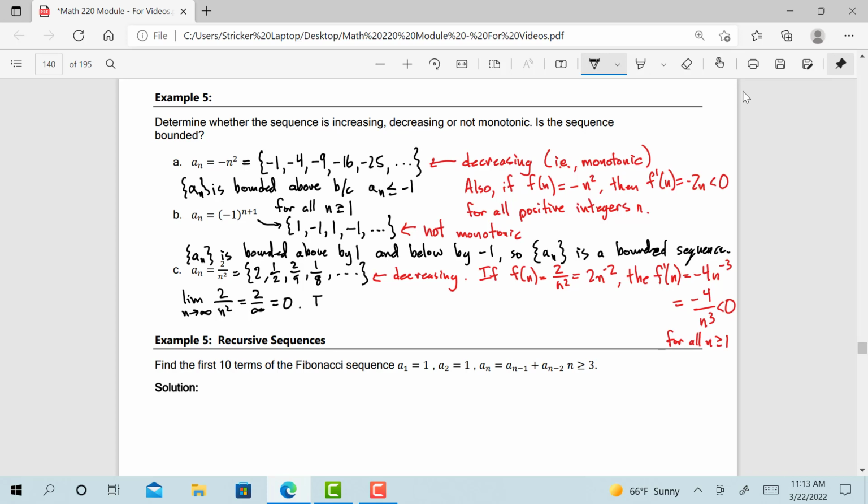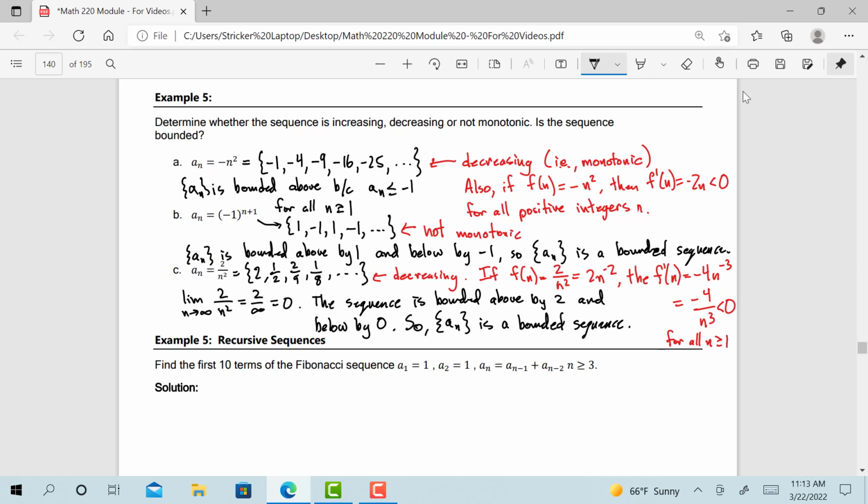So the sequence is bounded above by 2 and below by 0. So A sub n is a bounded sequence. You can say that because it's bounded above and below. All right, and so that's going to do it for example 5.